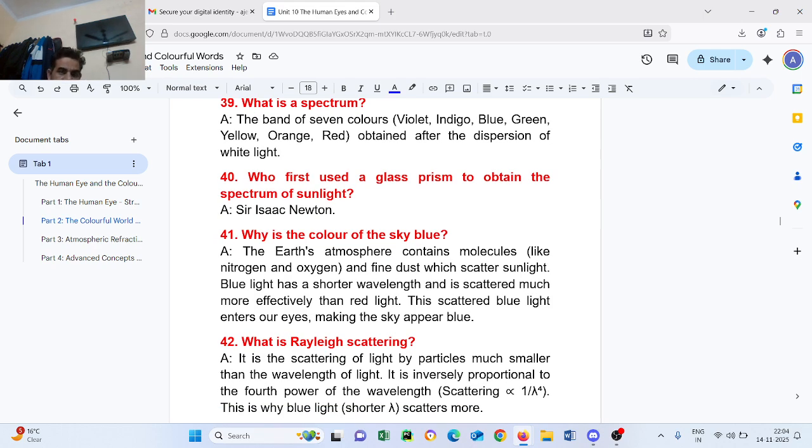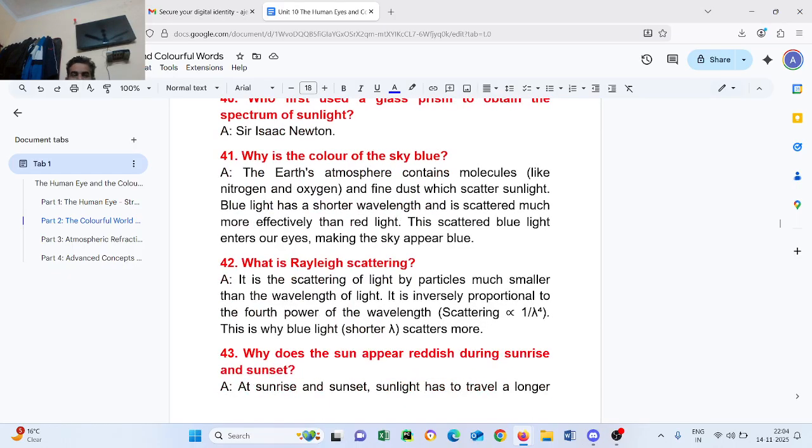Question number 40. Why is the color of the sky blue? The Earth's atmosphere contains molecules like nitrogen and oxygen and fine dust which scatter sunlight. Blue light has a shorter wavelength and is scattered much more effectively than the red light. This scattered blue light enters our eyes, making the sky appear blue.